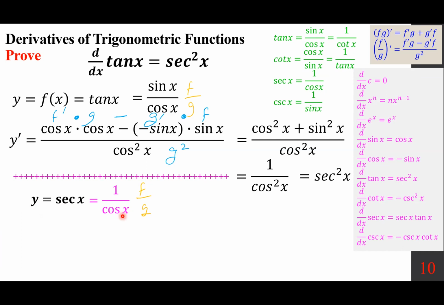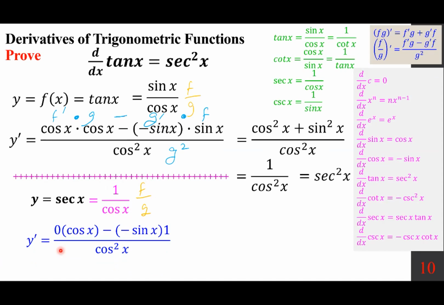So we're going to go with that. F prime, the derivative of the top, any number, the answer is 0. So 0 times g, or cosine x, minus g prime, the derivative of cosine is negative sine, times the top, f, which is 1, and then just over cosine squared.